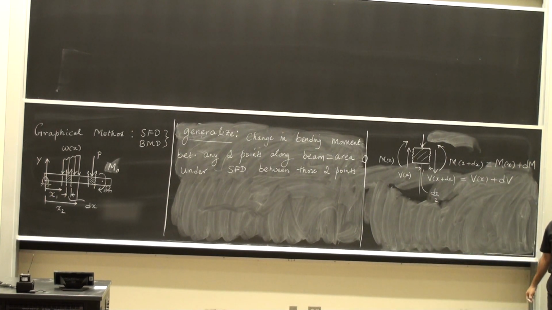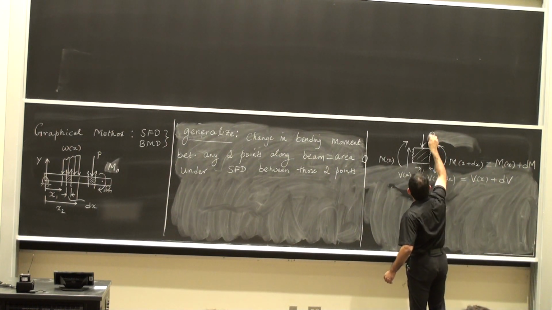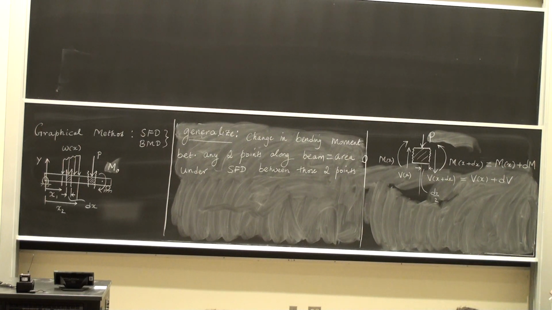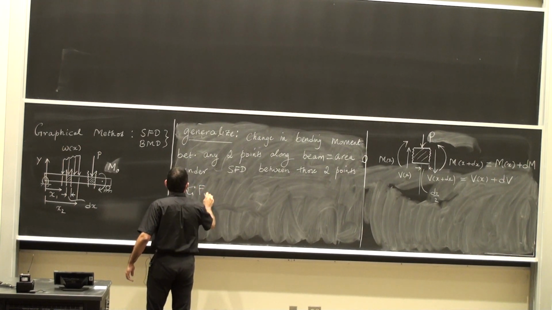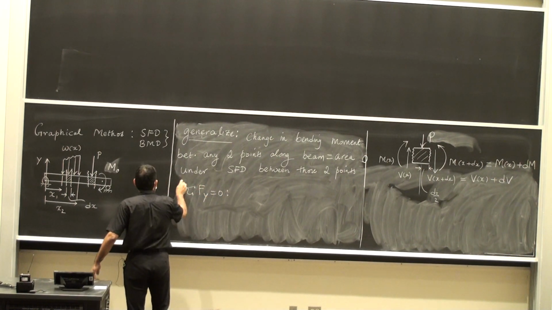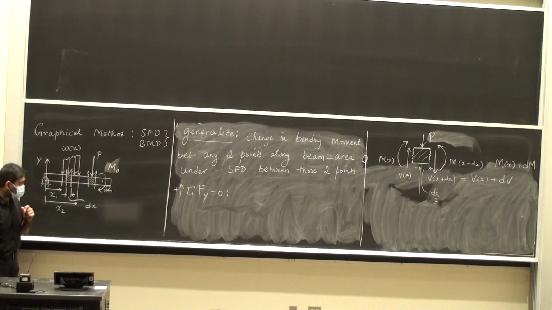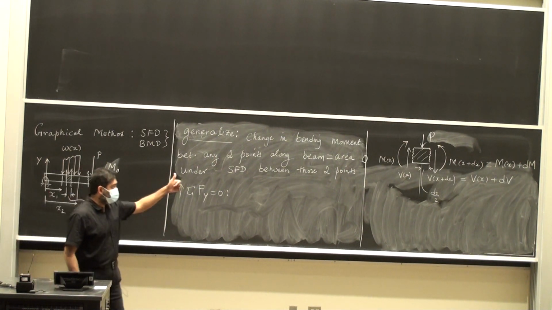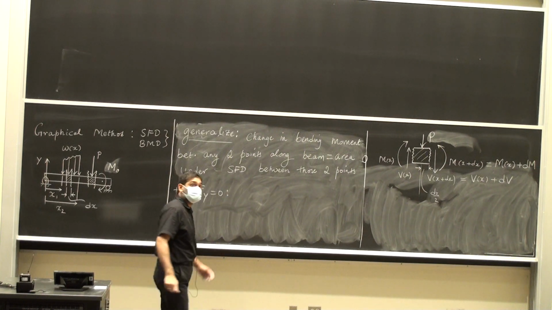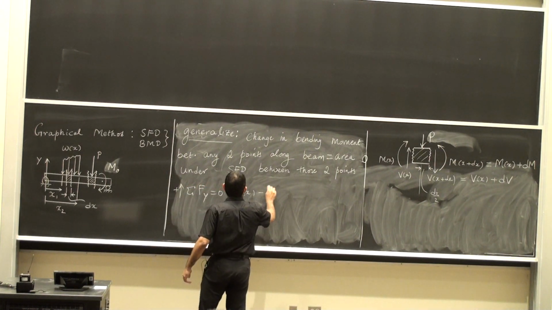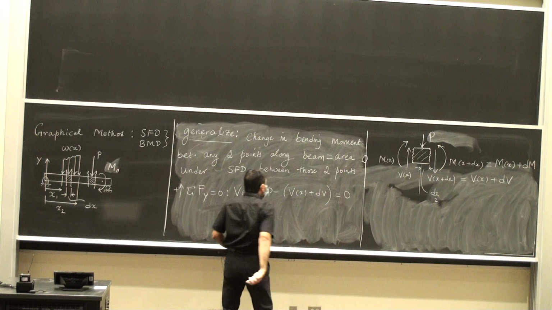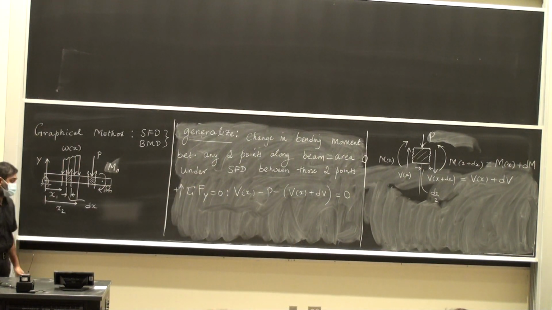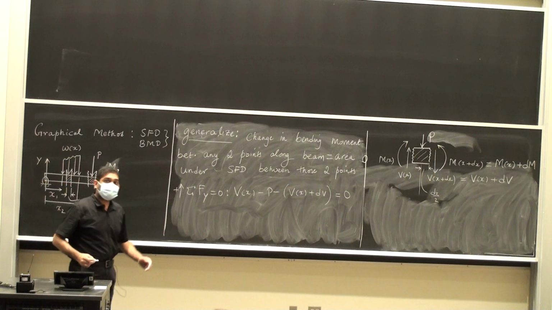The only difference is that now my force is acting, instead of a distributed force, it's a concentrated load P, capital P. Sum of forces is equal to 0. Which tells me the following. V of x pointing up, P pointing down, V of x plus dV pointing down. So V of x minus P minus V of x plus dV is equal to 0. This is going to be an easy conclusion. V of x minus V of x is gone. dV is equal to minus P.